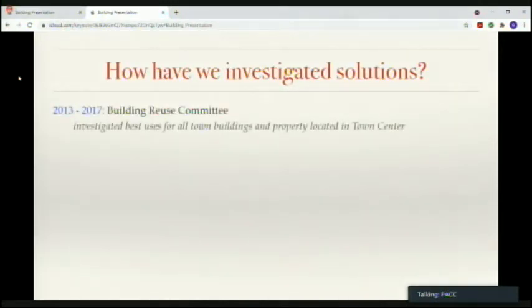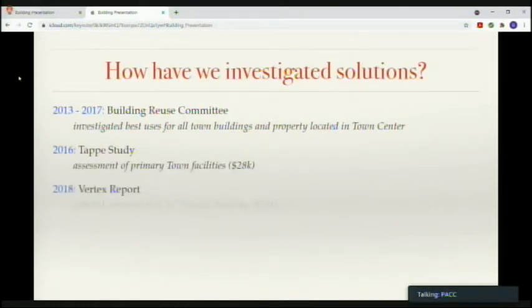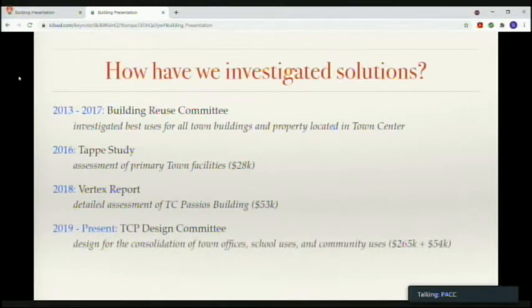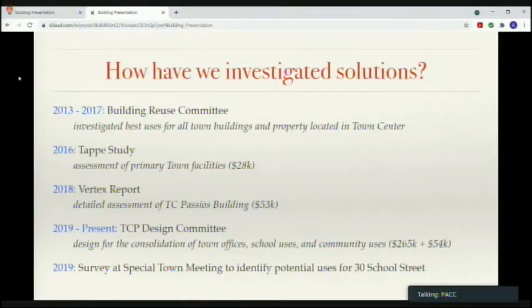So how have we investigated solutions? From 2013 to 2017, we had the Building Reuse Committee. This was an investigation of all town buildings located in town center. It was in this time period that we also created the Village District to create this kind of commercial, vital town center. So it was looking at how to best use the property to promote that end, and also really just what's the best use of every single building.